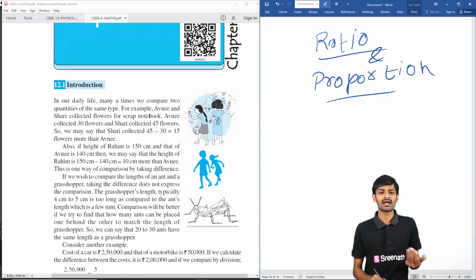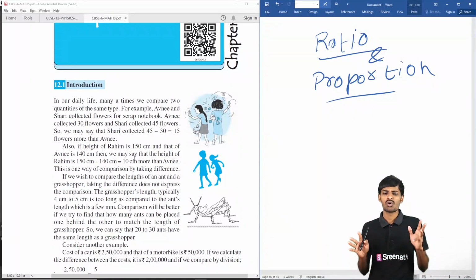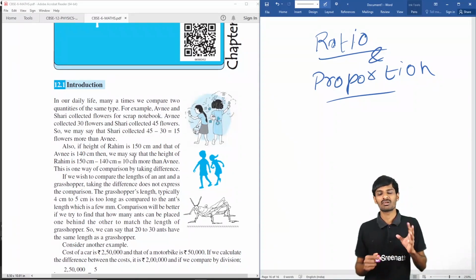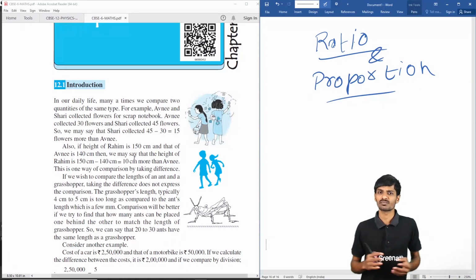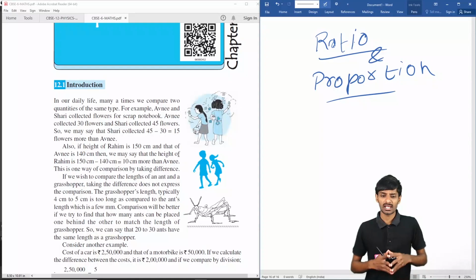Suppose, if we see here, Avni and Shari collected flowers for a scrapbook. Avni has collected 30 flowers and Shari has collected 45 flowers. So when you want to compare the flowers collected by both of them, we will simply subtract them. That is 45 minus 30 is 15. Okay, but there are some situations.